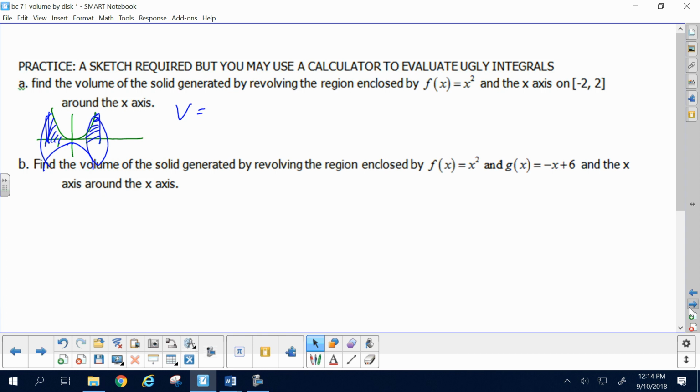Try A with your math amigos. You can use your calculator if you want, but I think you'll see that it's pretty clean. And if you get A done, check with your friends, and then try B.